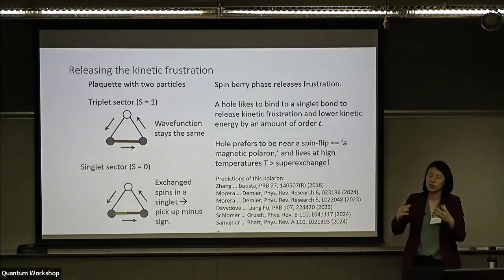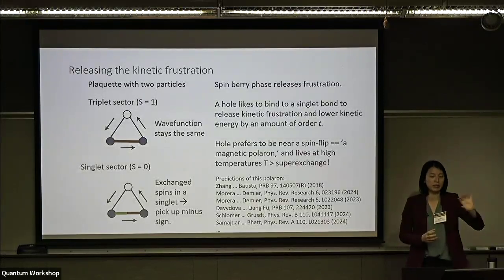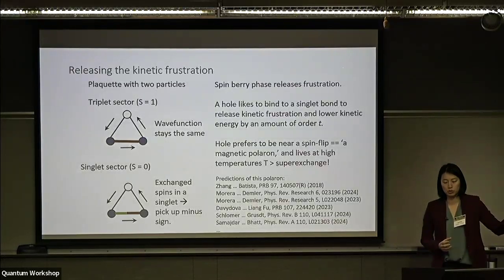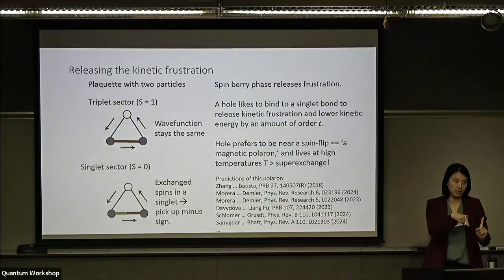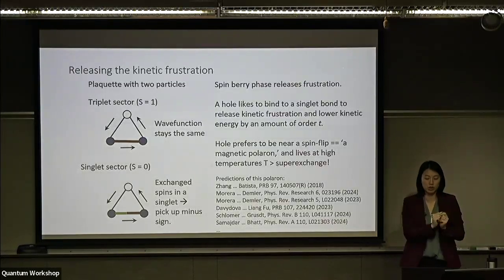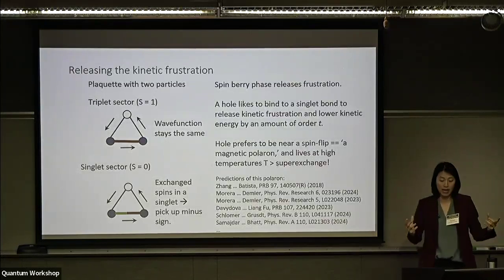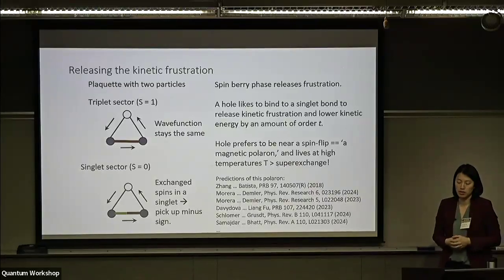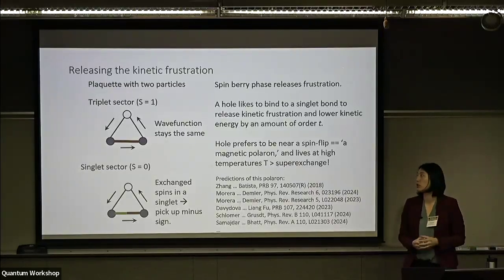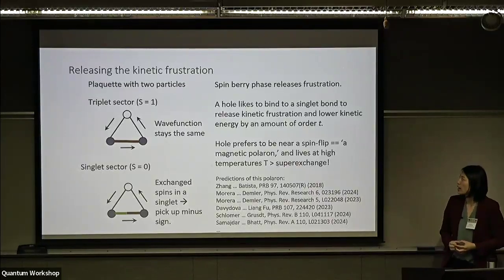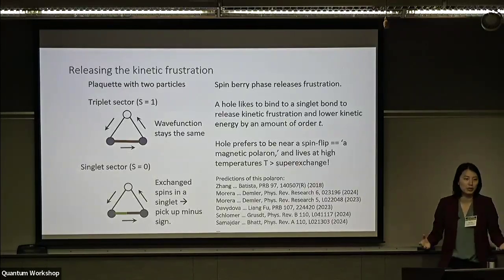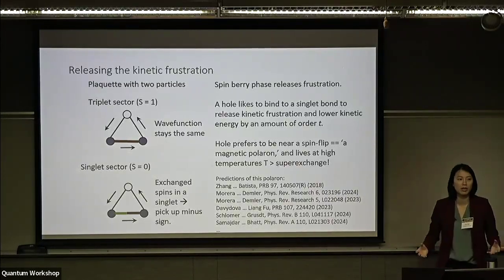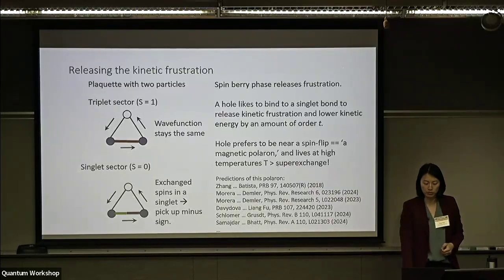And to put it another way, the hole likes to preferentially be close to, or bind close to, a singlet bond to release its kinetic frustration and lower its kinetic energy by an amount on the order of the tunneling. It does not prefer to be next to a spin triplet. Because the hole likes to bind next to a spin flip, this is often termed a magnetic polaron or spin polaron. And the unique feature is that this quasi-particle lives at quite high temperatures, temperatures on order t, which is a much higher energy scale than superexchange, which is t squared over U.